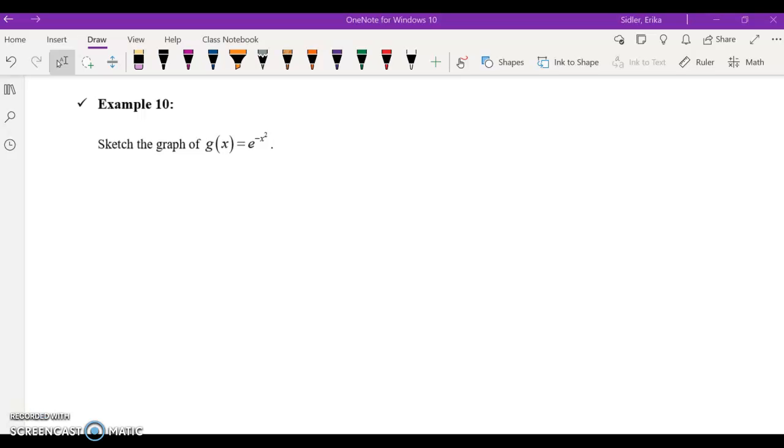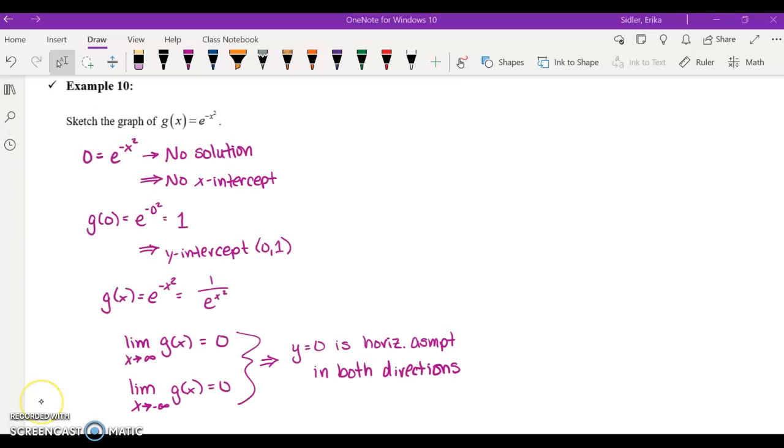Here we are in example 10. Once again, we're going to put to use everything we've learned in these first three sections of chapter 3, all in one problem. The first thing I'm going to do is find the x and y intercepts and the asymptotes. So once again, I'm going to pause the video here. I encourage you to pause and try to find those yourself too, and then you'll see them show up on the screen here in just a second.